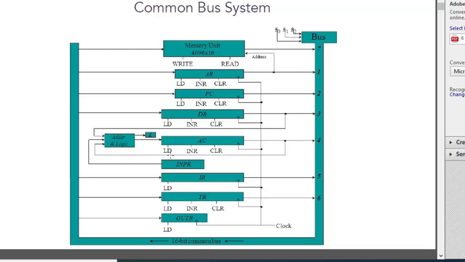So here LD stands for load signal, INR stands for increment signal, and CLR stands for clear signal. To implement the operations on the registers, LD is used to enable the content to get loaded into the register. INR is used to increment the content of the register. CLR is used to clear the content of the register.